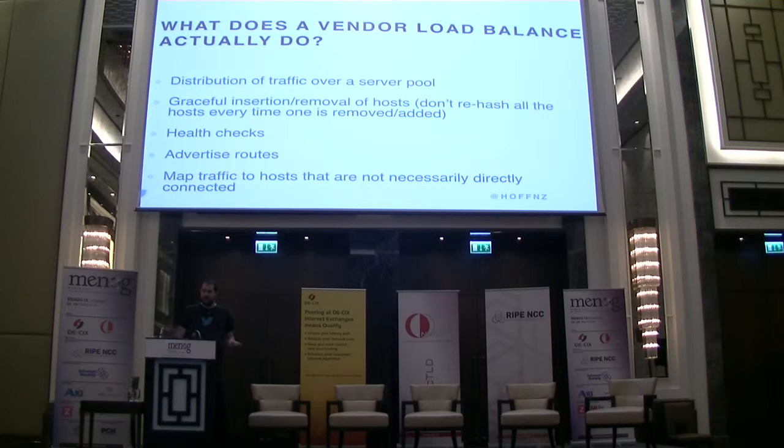They'll also advertise routes into your network, and they'll map traffic to hosts that aren't necessarily directly connected. So we may have a load balancer that is on the edge of a data center and a server buried deep within the data center, and we need to map traffic to a specific server. So this will generally involve some form of tunneling technique, such as GRE or some destination NAT.